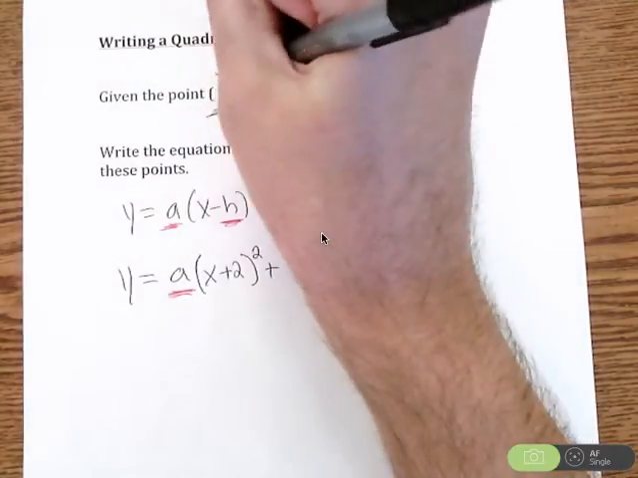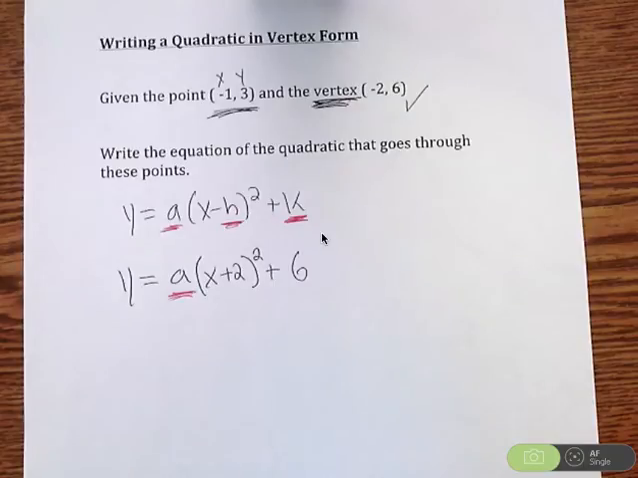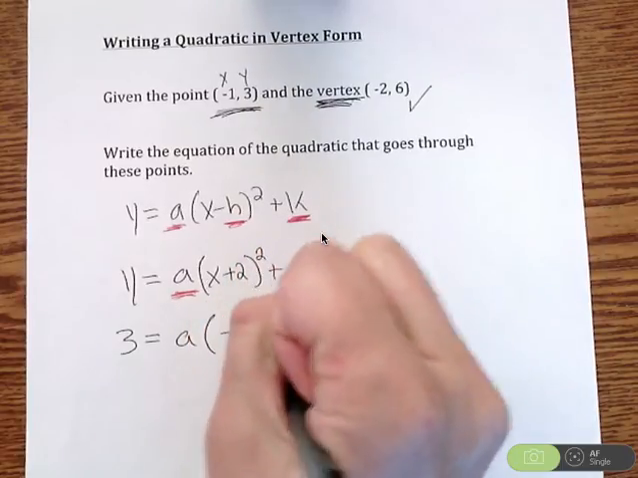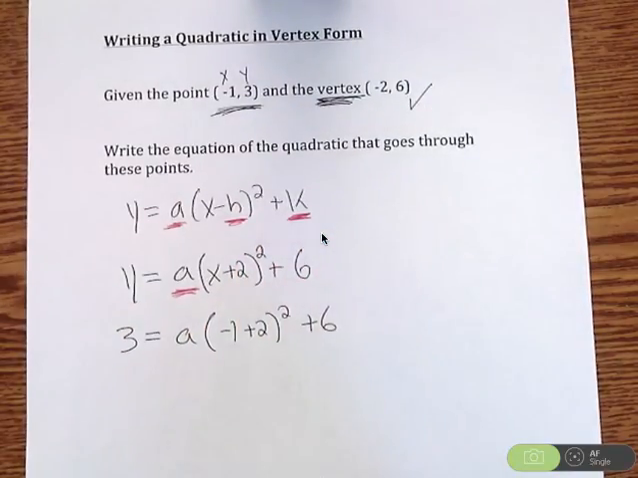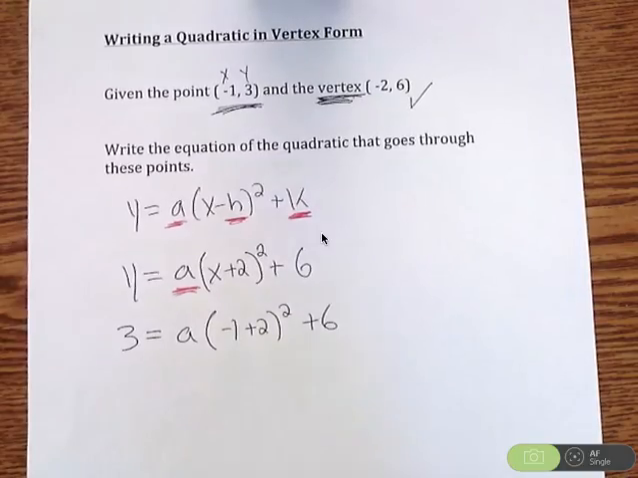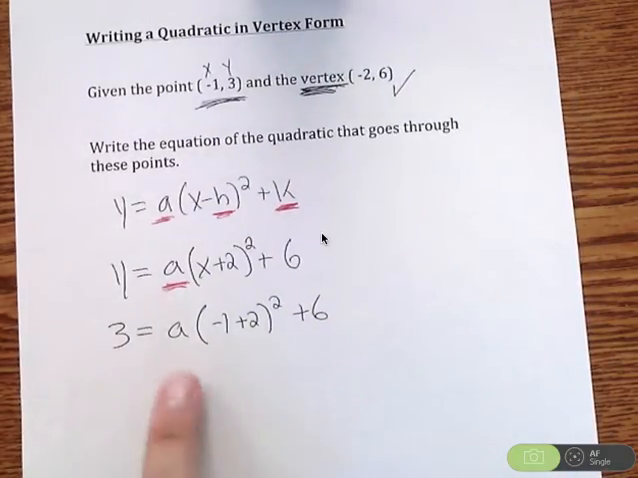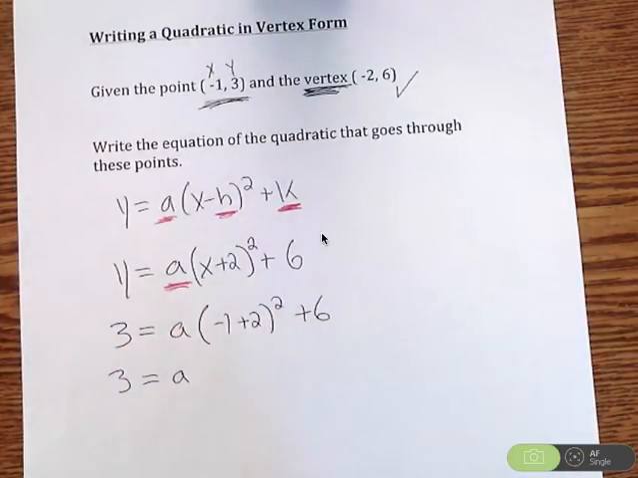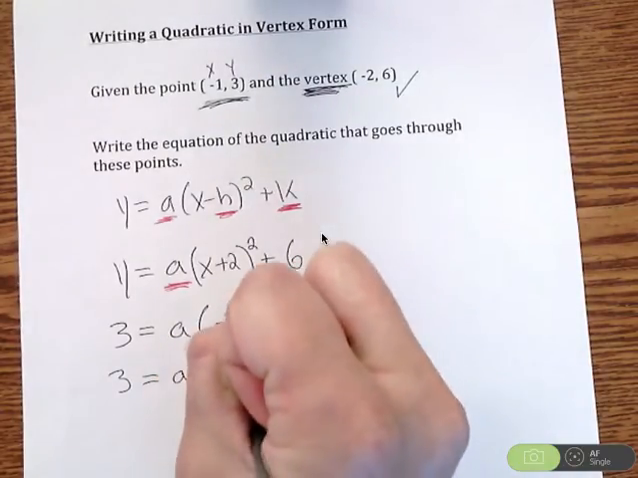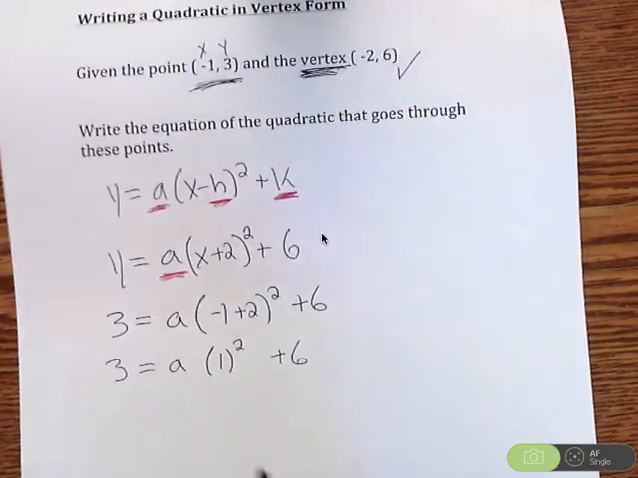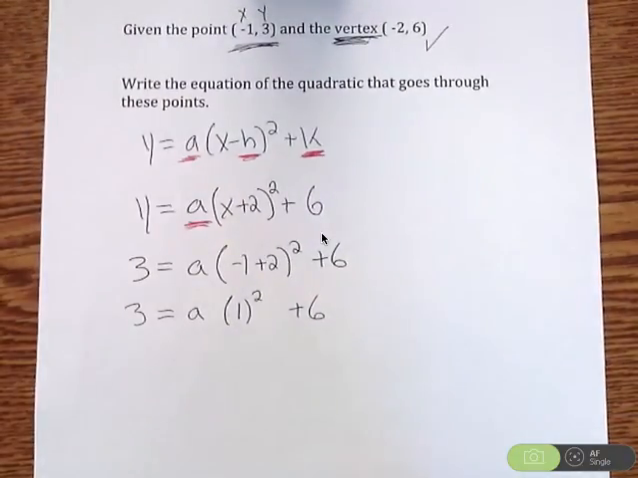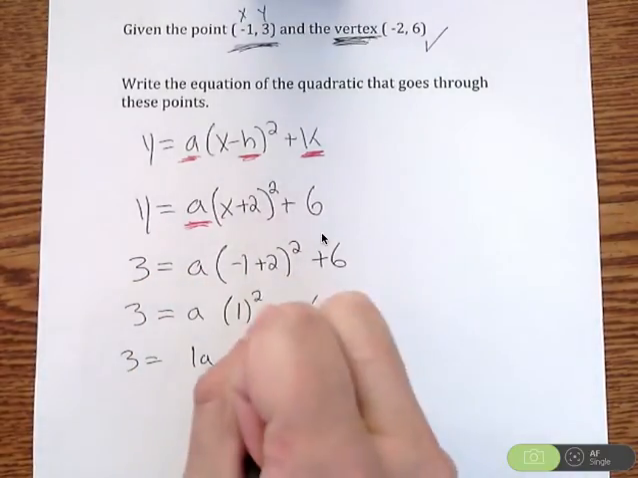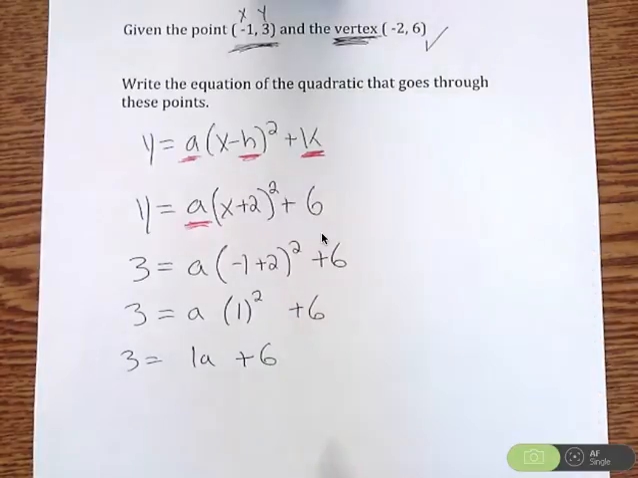So again, -1 is going to be x, 3 is going to be y. So I'm going to have 3 equals a times (-1 plus 2) squared plus 6. All I did is plug in -1 and 3. I'm going to clean up this right side before I start solving for a. So I still have 3 and that a. We have -1 plus 2, which is just going to be 1. And then I can do 1 squared. 1 squared is 1. 1 times a is just going to be 1a. So I have 1a plus 6. All I'm doing is simplifying this right side.